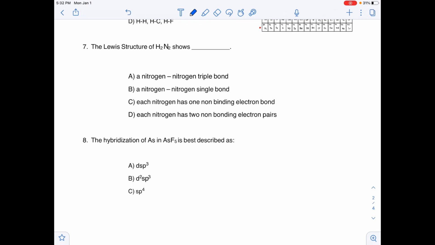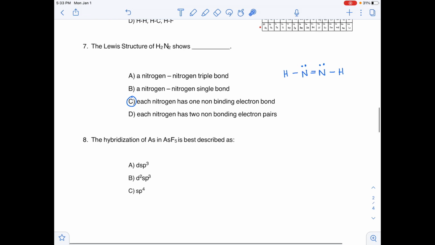For 7, it says the Lewis structure of H2N2 shows what? The Lewis structure of H2N2 is going to be N double bonded to N, with hydrogens coming off of each of the nitrogens, and there's going to be one lone pair on each of the nitrogens. So for this, the correct answer is going to be C because each nitrogen has one non-bonding electron pair, which is shown right there and right there.